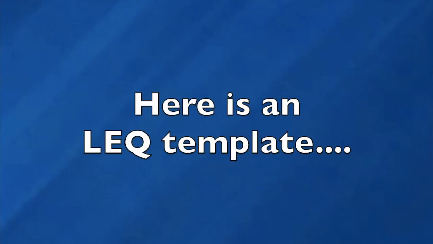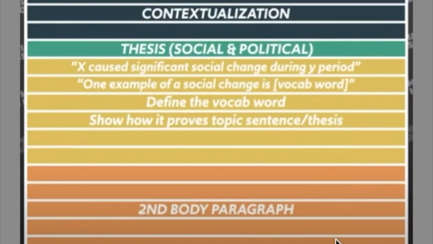So let's take a look at a template that you could use in framing your LEQ essay. So here is the template. Your first paragraph will be a contextualization paragraph. This is where you give the reader background information on your topic, put it in the context of history and the important aspects around the event and leading up to the event. That part of paragraph 1 will be maybe 3 or 4 sentences. And then the end of paragraph 1 is where you will most likely put your thesis statement.